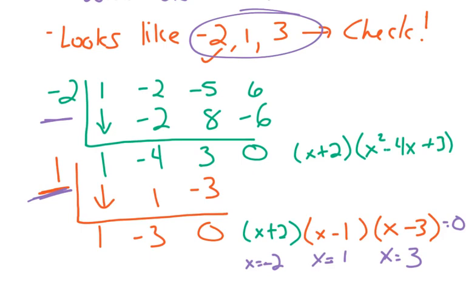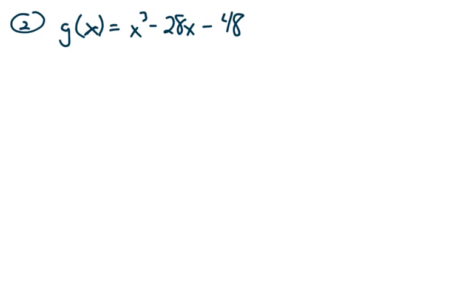g of x equals x to the third minus 28x minus 48. Again, this does not work with a factoring pattern. There are no common factors. This is not a sum or difference of squares or cubes. This is not quadratic form, and this is not factorable by grouping. There are not four terms. So what I would recommend doing is graph this in your calculator. Where does it look like it crosses the x-axis?